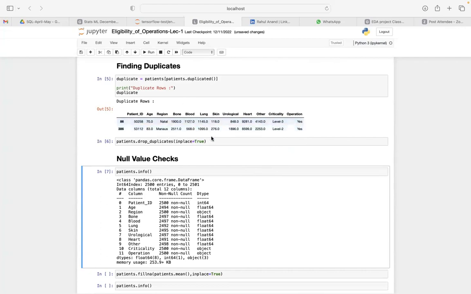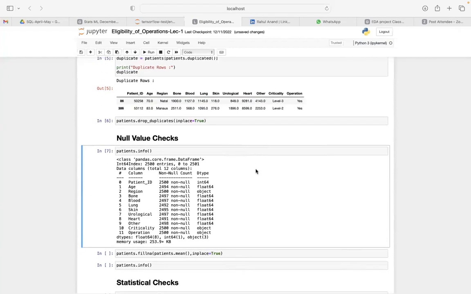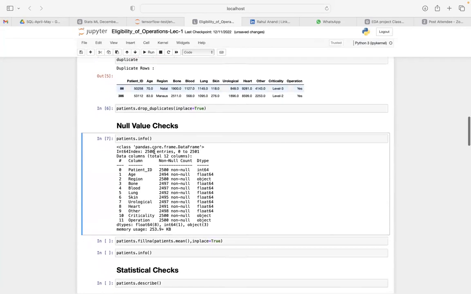So we have just dropped those duplicate rows, and then we go ahead and check the null values. Now that we have removed the 2 duplicate rows, we are left with 2,500 rows. And 2,500 is the final count of all the patient ID. When you compare it with the other variables, 2494, 2497, 2497, 2492, and again, you can go until other, you can see that there are some missing values present in the data.